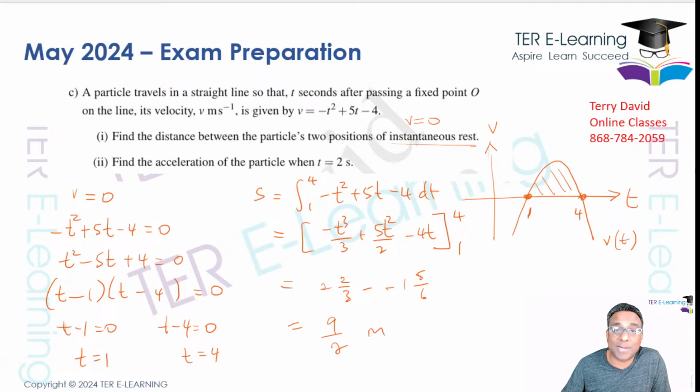So that's part C. And we have one more part to this question. Find the acceleration of the particle when t is equal to 2.